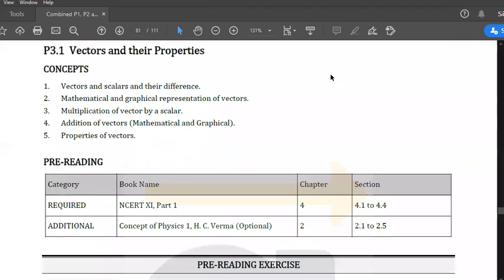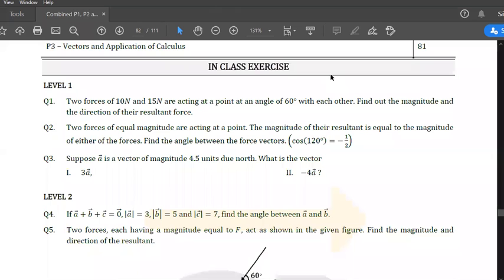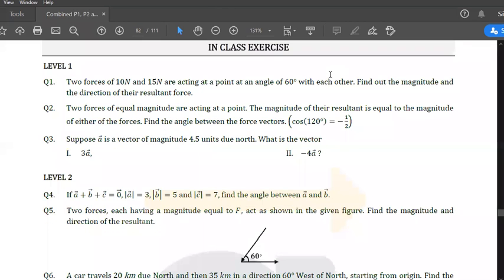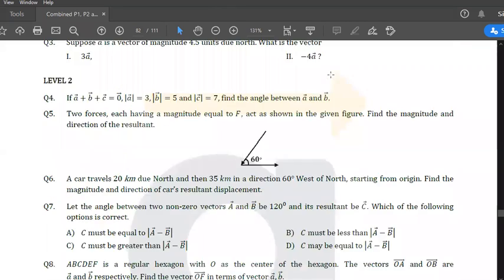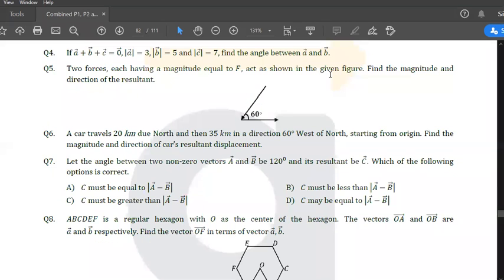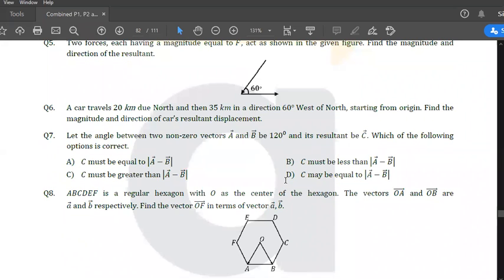So we have discussed this pre-reading also. Now in class, we have discussed questions number 1, 2, 3, 4, 5, 6, right? Till question number 6 we have solved. Yes or no? Just message me. Till question number 6 we have solved, right? Right, everyone? Yes. And we have solved question number 8 also. So we left question number 7.